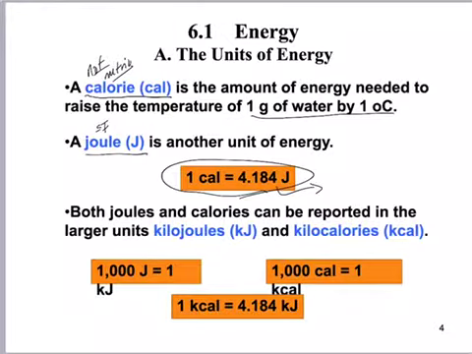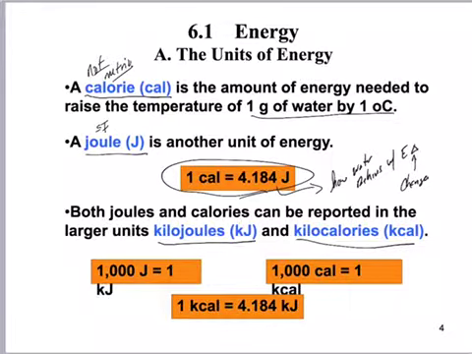That number has to do with how water behaves with energy changes. Okay? That little delta there, that means change, in case you're not familiar with that. Now, we can also have larger units, the kilojoules and the kilocalorie. Okay? So 1 kilojoule is 1,000 joules. 1 kilocalorie is 1,000 calories, and 1 kcal is equal to 4.184 kilojoules.